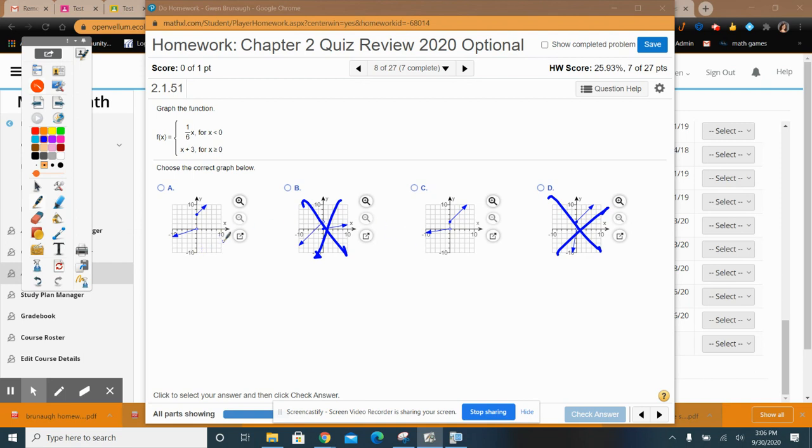Our best bet will be to look at this piece for the y-intercept. The second piece y-intercept should be 3. It's counting by 2's. This one is at 6. This is the one at 3, so my answer is C.